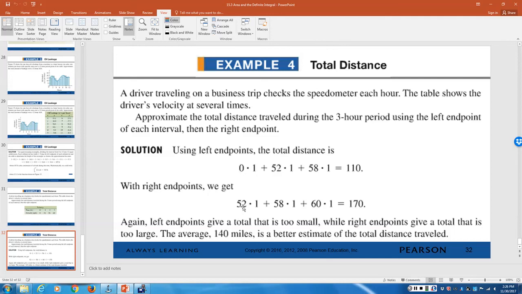If you measure those at the right endpoints, then the first rectangle is 52 times 1, the second one is 58 times 1, and the third one is 60 times 1, and it looks like they traveled 170 miles. And obviously both of those can't be right, but the best approximation is whatever is halfway between 110 and 170. And halfway between 110 and 170 is 140. So it's the best estimate of the distance that they've traveled.